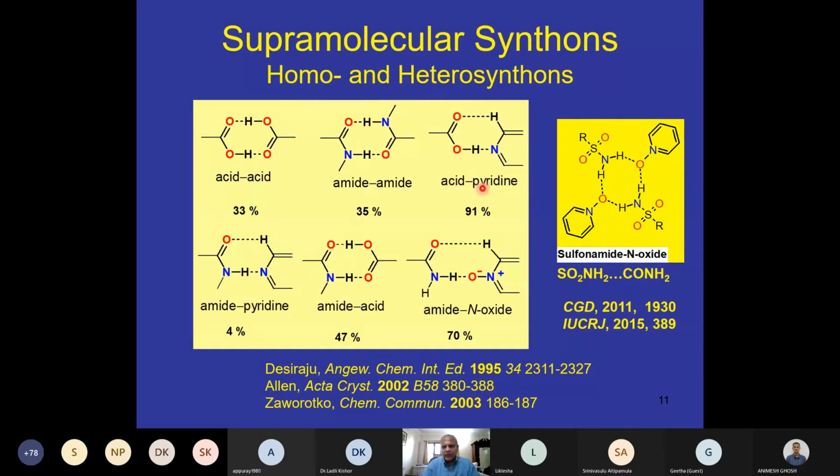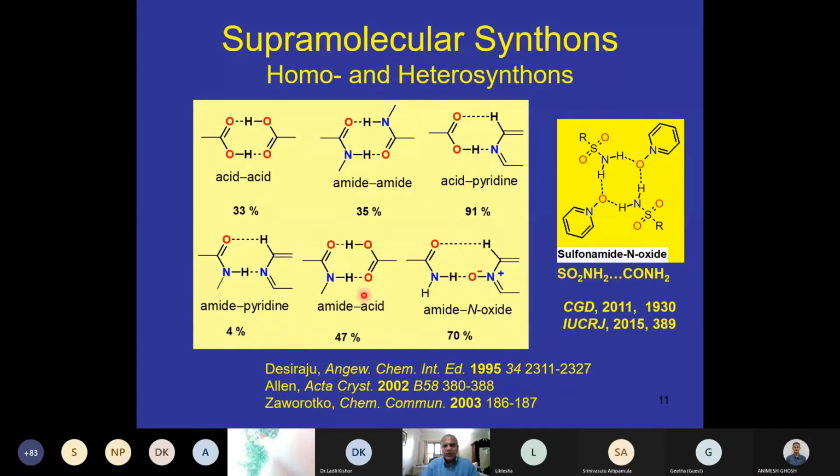Heterosynthon is between unlike functional groups, which is carboxylic acid, pyridine, or carboxamide and acid, and so on. The percentages below are just a rough guide of how excellent or how good or how moderate is the probability of their occurrence if these two functional groups are present in the molecules. And that's important because it gives you a quantitative confidence of getting this target synthon if you took a carboxylic acid and a pyridine, or a carboxylic acid and an aminopyridine, which are very common functional groups in pharmaceuticals.